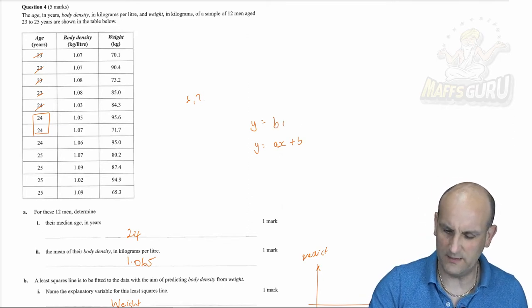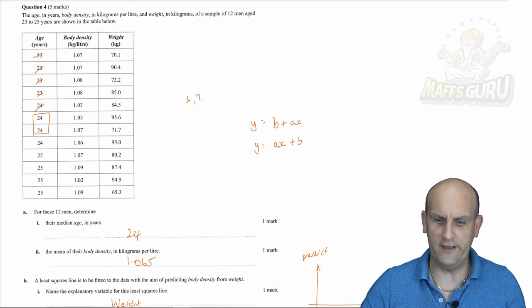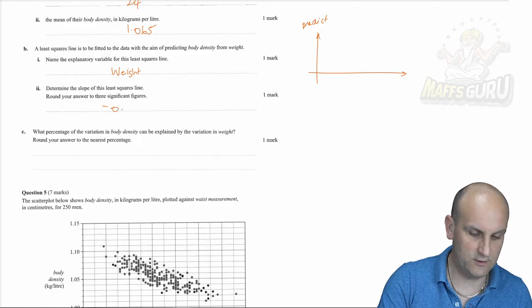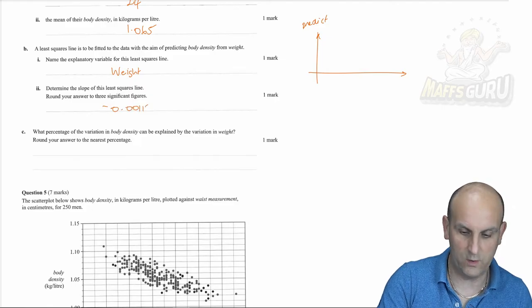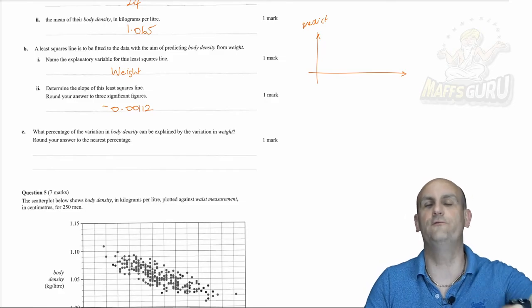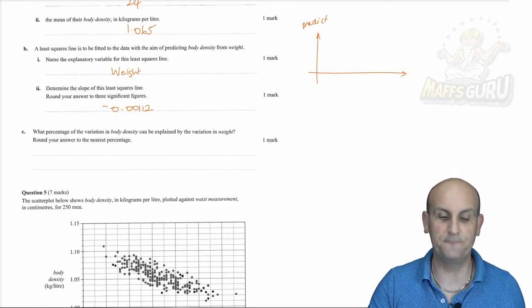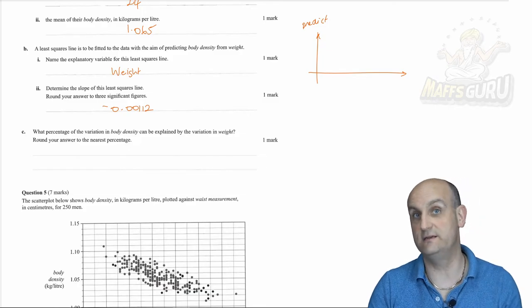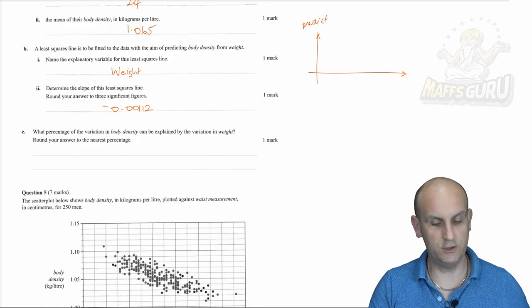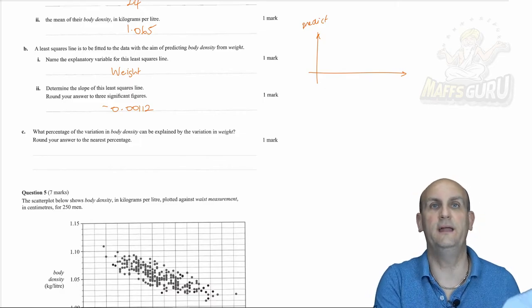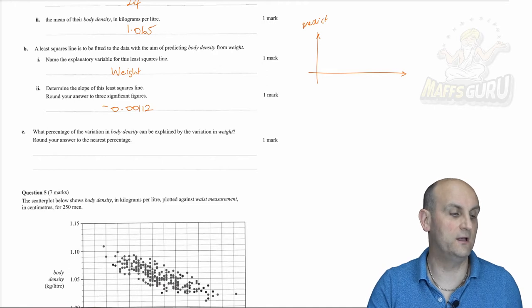I have a feeling that's B plus AX, I can't remember. Either way, using the calculator the right way, determine the slope, you got minus 0.00112. Now, if you were using the Casio ClassPad, I think that came out in exponential form and you had to basically convert it. But because the question wanted it to three significant figures, you had to have it 0.00112.